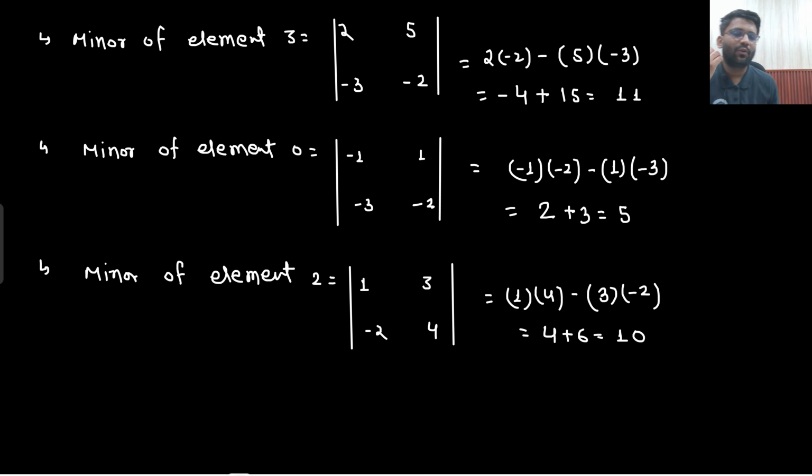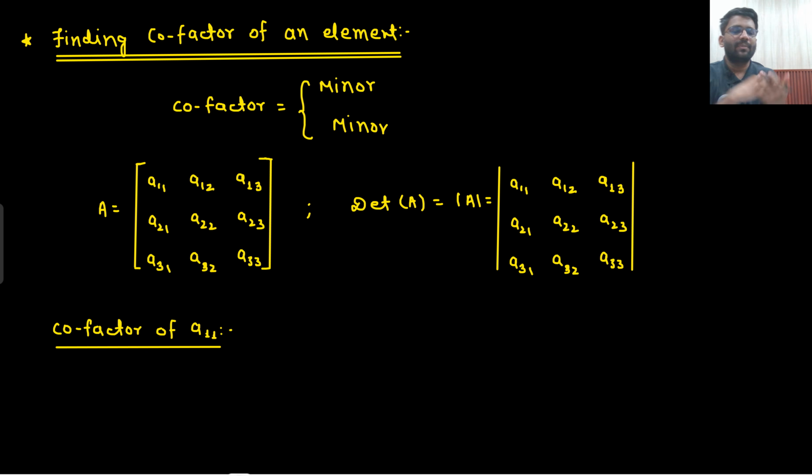Now there is a concept called cofactor. What is the concept of cofactor? Cofactor is nothing but minor only. Cofactor is equal to minor only, when i plus j is even. And cofactor equals minus of minor if i plus j is odd.